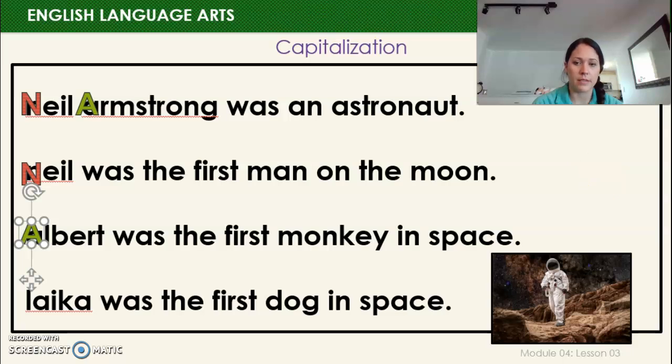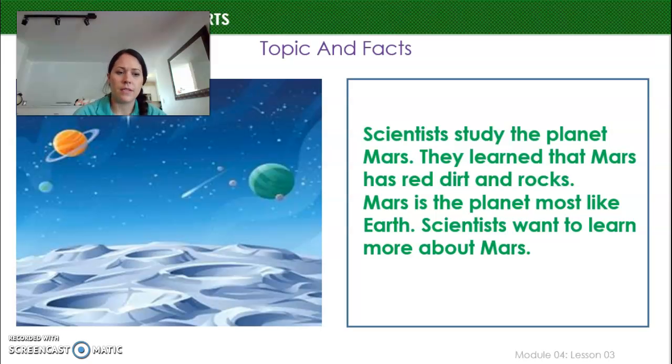Good job, boys and girls. Okay, and last sentence. Leica was the first dog in space. So Leica is the special name of a dog. All right, good work. Okay, so on to some of our writing.